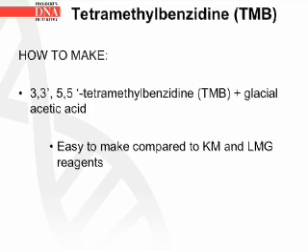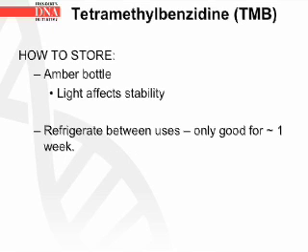Tetramethyl benzene is relatively easy to make. 3,3,5,5 tetramethyl benzene is added to glacial acetic acid. This is a lot easier to make when compared to KM and LMG reagents. TMB is stored in an amber bottle because light affects its stability, and it must be refrigerated between uses. It is only good for about 1 week.